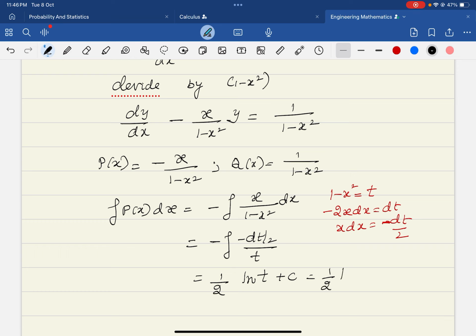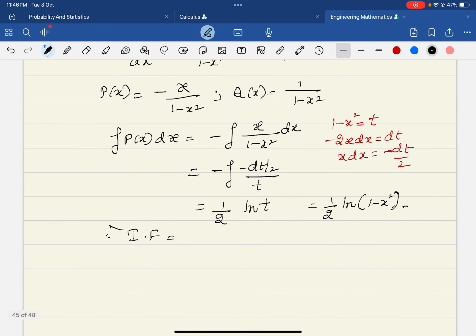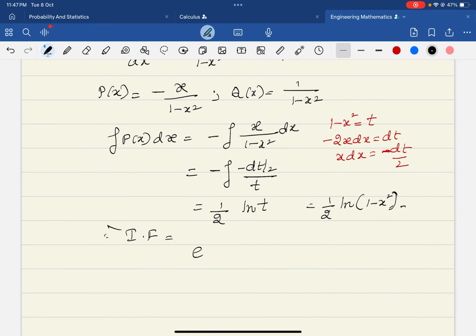So it is half of ln of t, that is 1 minus x square. You need not write the constant because it is in p of x; later we can write down the constant. So half ln of 1 minus x square. Now what is the integrating factor? The integrating factor is e raised to the integral of p dx, which is e raised to half ln of 1 minus x square.